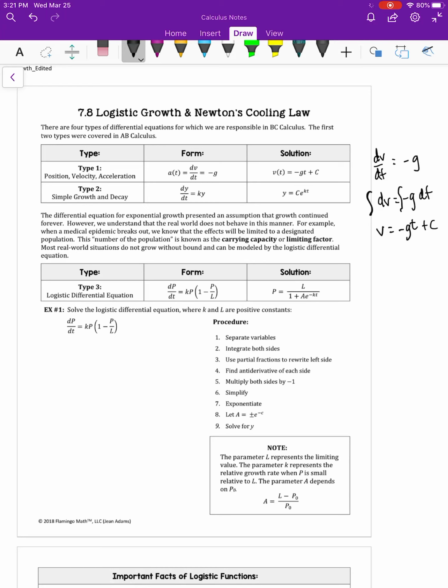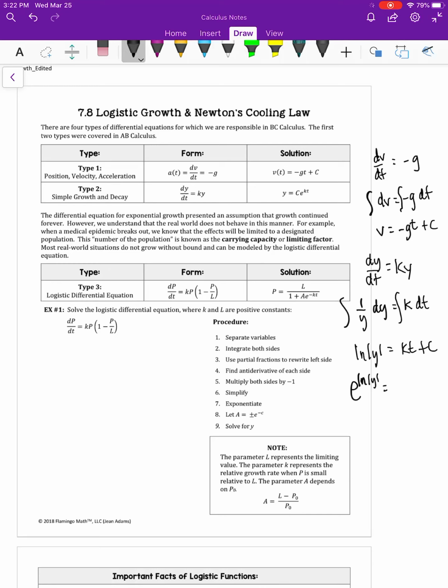Type 2 is exponential, and to show you how that one works, dy dt equals k times y. So we want everything that has a y on the left, and we're going to keep that k on the right with the dt. We're going to multiply by dt and then integrate both sides. Natural log of the absolute value of y is equal to k times t plus c.